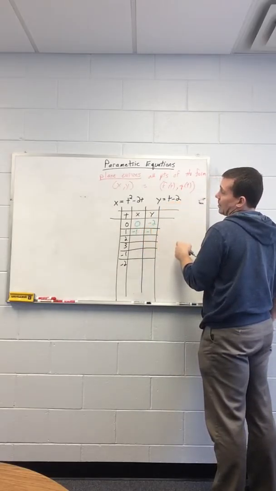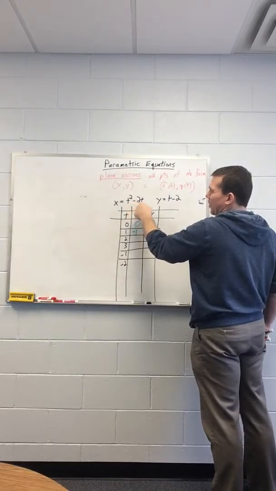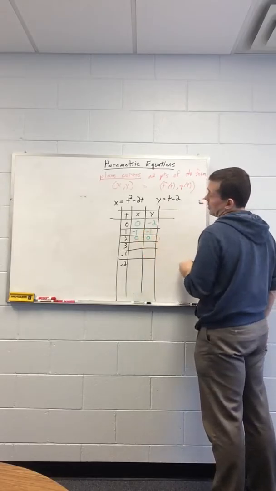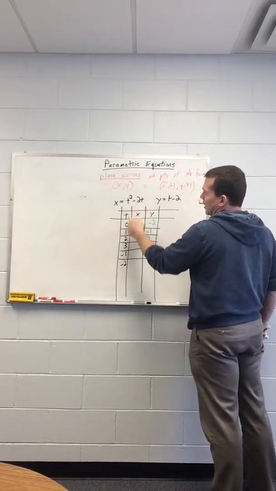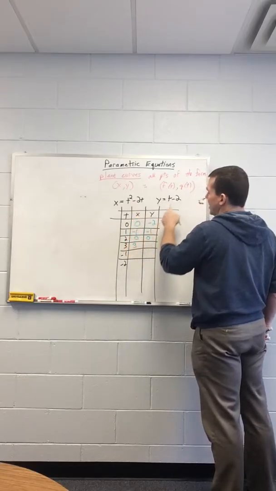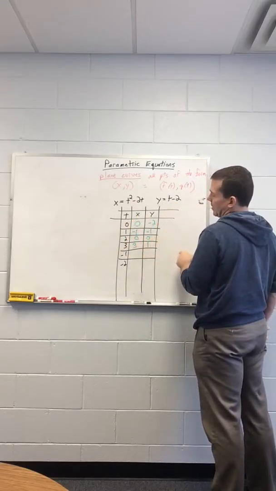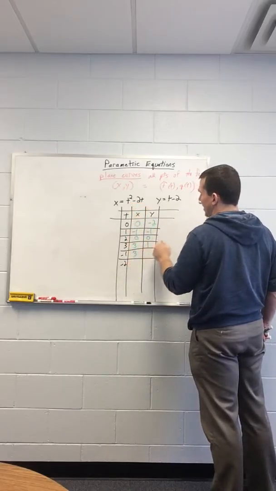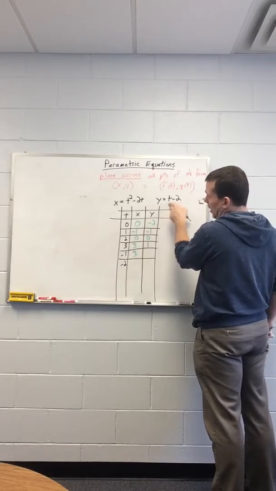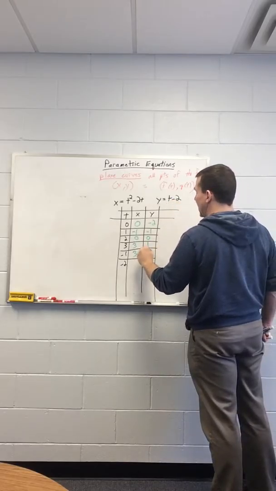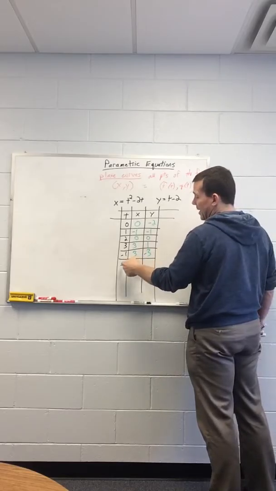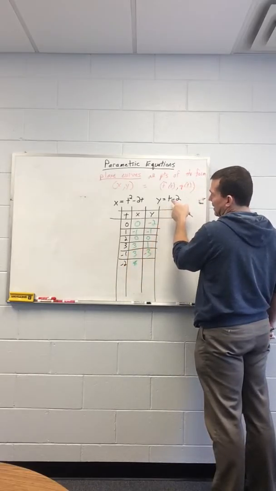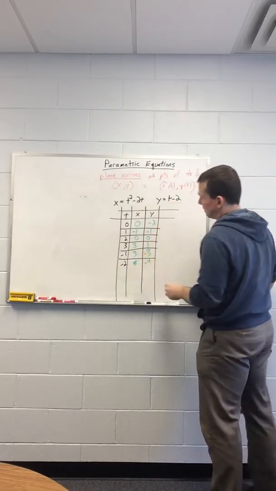for y. When t is 2, 2 squared is 4, 4 minus 4 is 0, so x is 0, y is 2 minus 2, 0. When t is 3, we get 9 minus 6, which is 3, and here we get 3 minus 2, 1. When t is -1, we get 1 plus 2, which is 3, and here we get -1 minus 2, which is -3. And then at -2, we get 4 plus 4, which is 8, and -2 minus 2, which is -4.